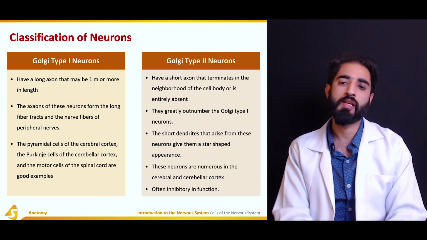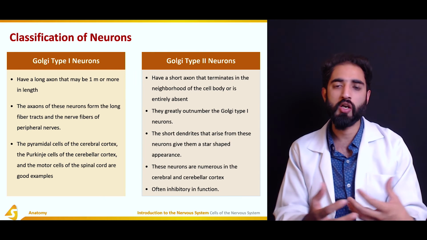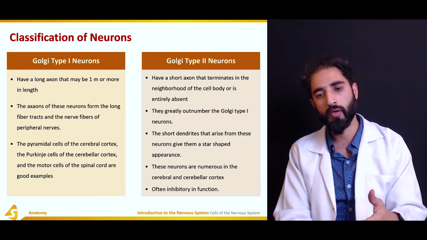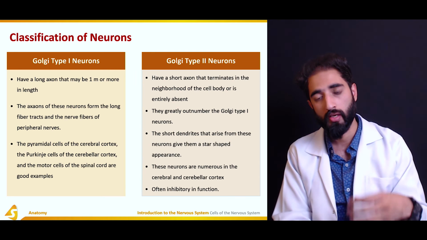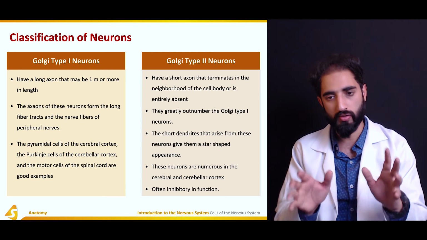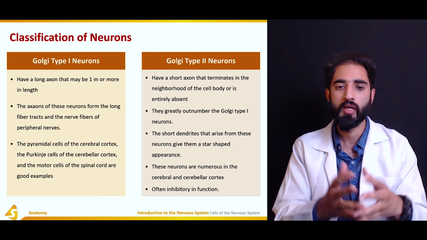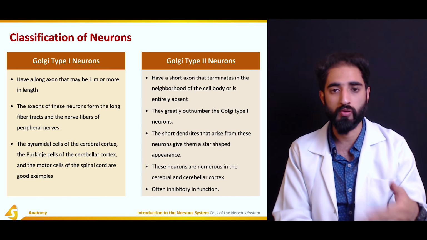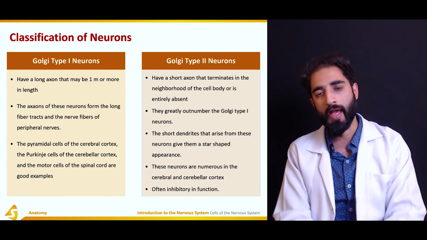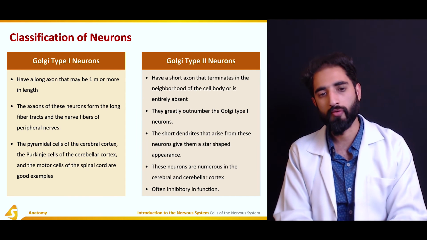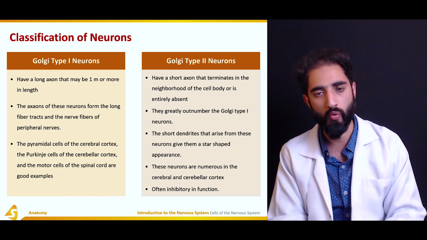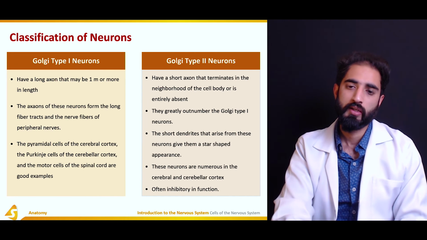The short dendrites that arise from these neurons give them a star-shaped appearance, and these neurons are numerous in the cerebral and cerebellar cortex. So these are majorly found in the cortex around the pyramidal cells and Purkinje cells in the cerebral and cerebellar cortex respectively. And they're often inhibitory in function, inhibiting the pyramidal cells or Purkinje cells, which are actually Golgi type 1 neurons.